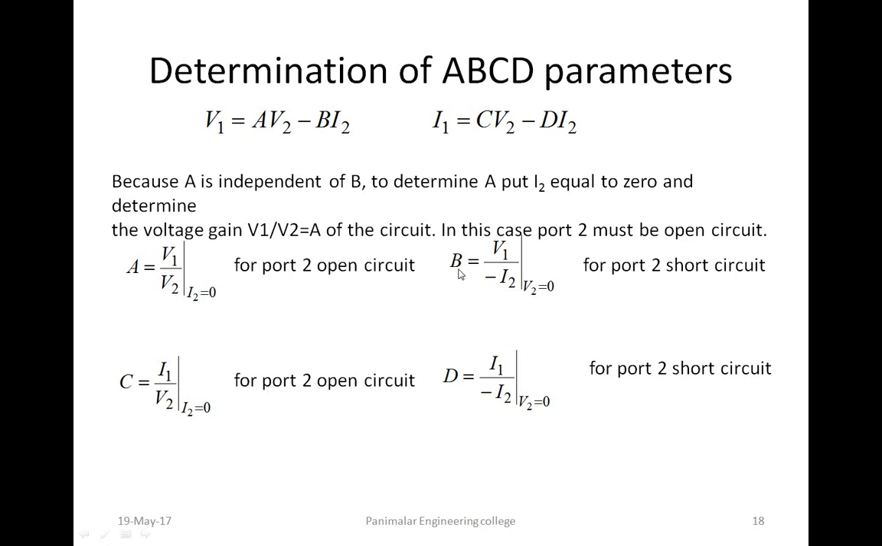And in order to find the next coefficient B, port 2 is short circuited. So the voltage is made 0. Voltage at port 2 is 0, and B is V1 by minus I2. The same thing is followed for finding the remaining coefficients C and D.